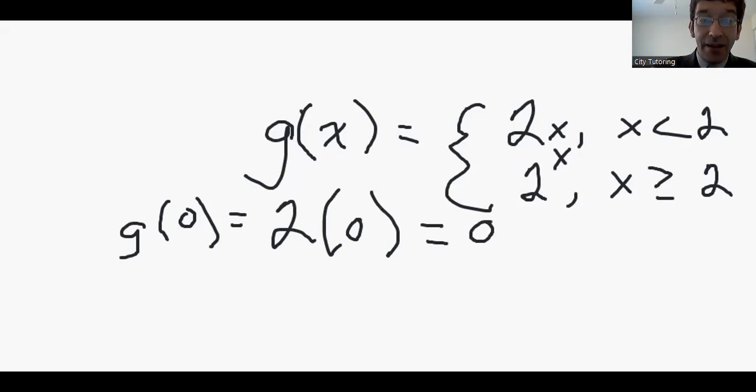Okay? And let's see, g of 1. Well, g of 1 also works for 2x, right? So g of 1 is going to be 2 times 1.